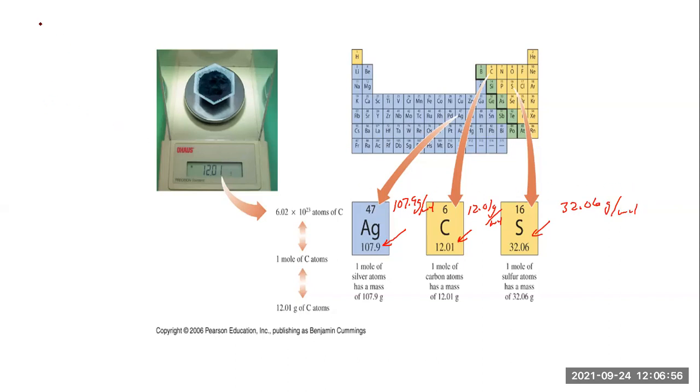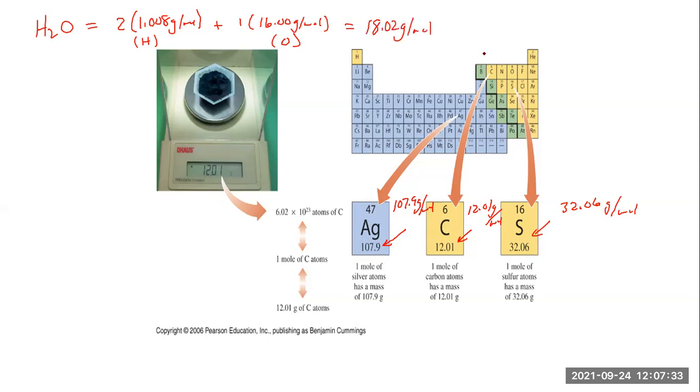You could also do this for molecules like water. You basically just add up all the parts. If we went to the periodic table, for hydrogen there are 2 of them, each one is 1.008, plus 1 oxygen at 16 grams per mole. That gives us a molar mass for water of 2 times 1.008 plus 16, which is 18.02 grams per mole. We then could use this as a conversion factor for water as 18.02 grams per mole, or a mole is 18.02 grams.